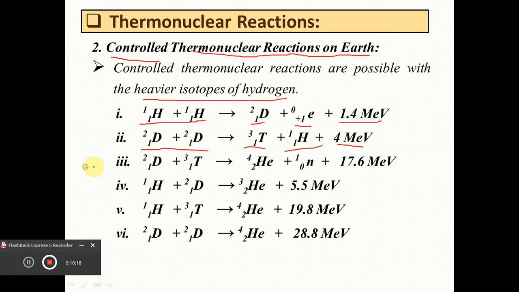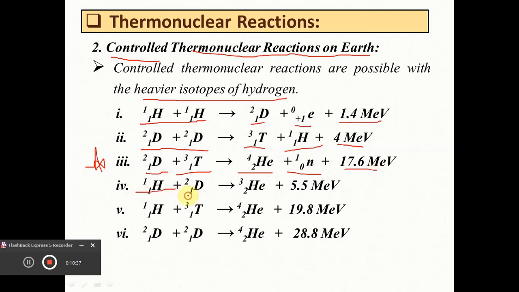In the third step, it is very important, dear friends, here two different isotopes of hydrogen combine with one another, and it gives the formation of helium, and this helium is very important if you want to get the energy. This helium forms with the liberation of a neutron and 17.6 million electron volt of energy.